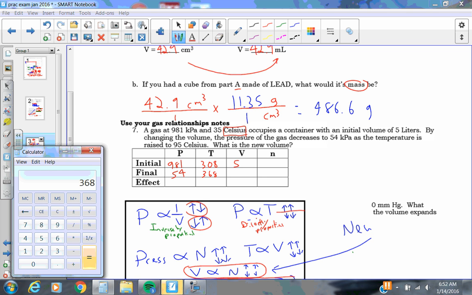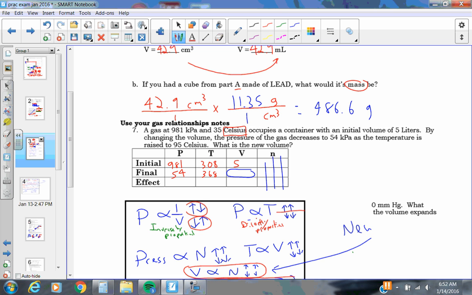What is the new volume? So they're after this. Why do I have a column that's empty? Well, they didn't tell us that we added more particles or more or less. So the nice thing is I get to cross that off. Now I answer a few basic questions. What happened to the pressure when it goes from 981 to 54? That went down. What happened to the temperatures? It went from 308 to 368.